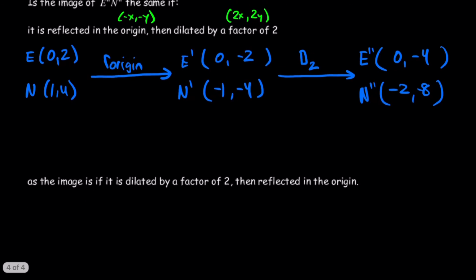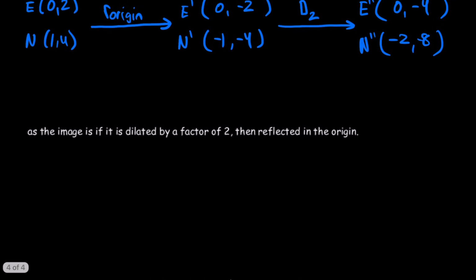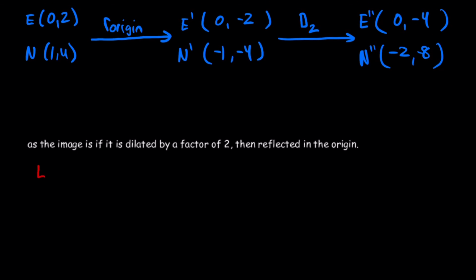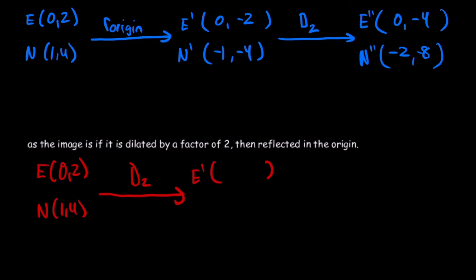What I do now down here is I start over. All right, I take E, 0, 2, and N, 1, 4. But now what I'm going to do first is dilate by a factor of 2. So I'm going to take these coordinates and multiply them by 2. Dilation scale factor 2. So that gives me E prime is 0, 4. N prime is 2, 8.